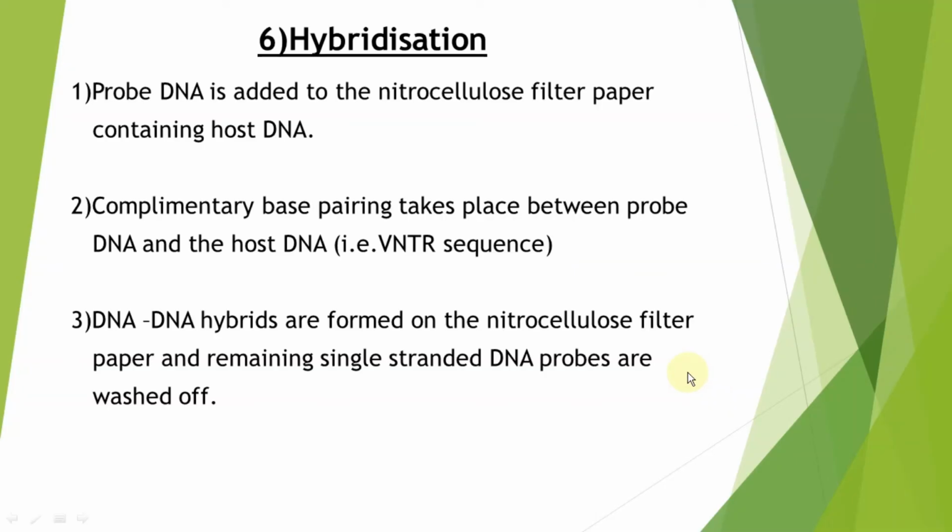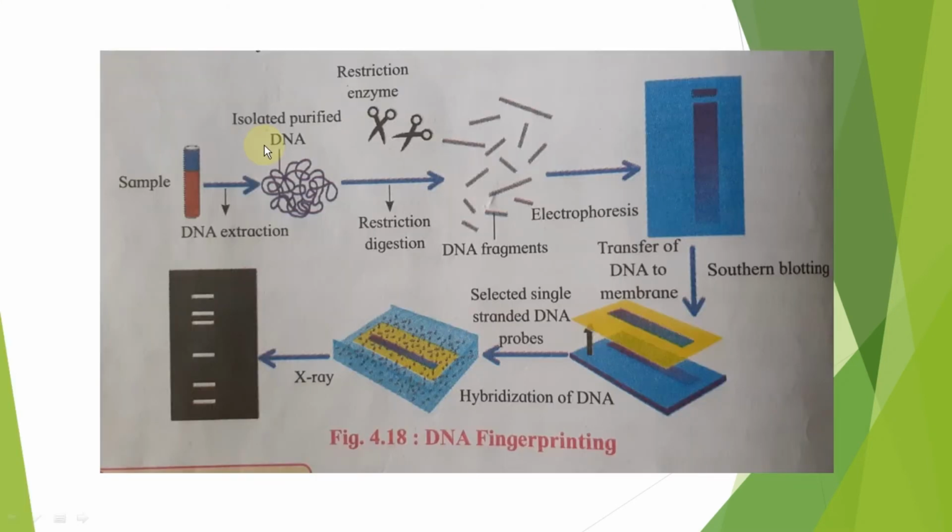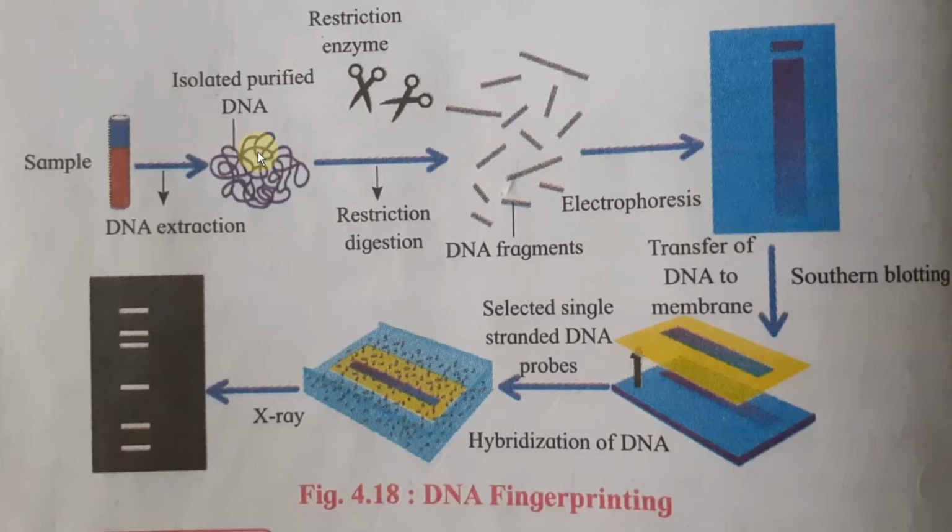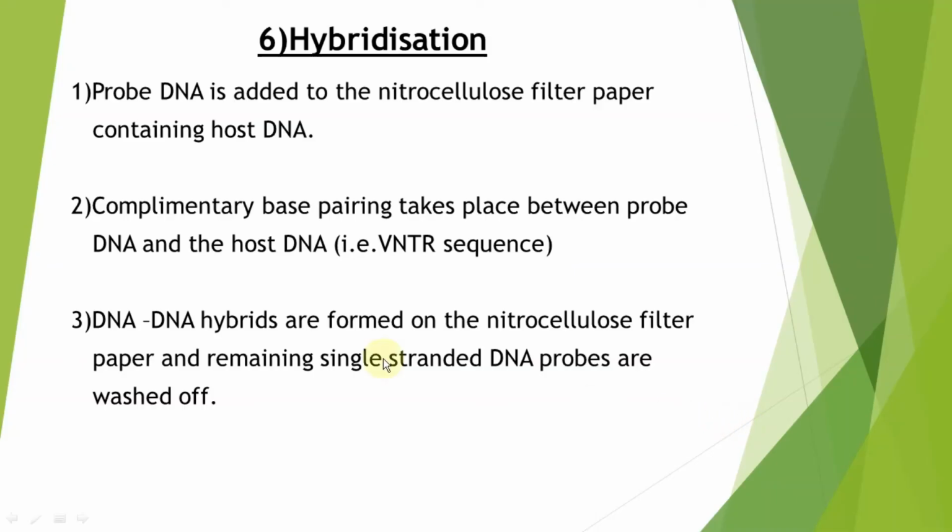Okay, now the next step is hybridization. In hybridization, the probe DNA with the radioactive isotope is added to another nitrocellulose filter paper containing host DNA. See here, this is the probe DNA and this other one is the host DNA, and the comparison is done.